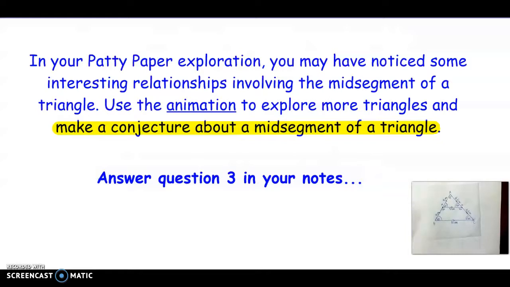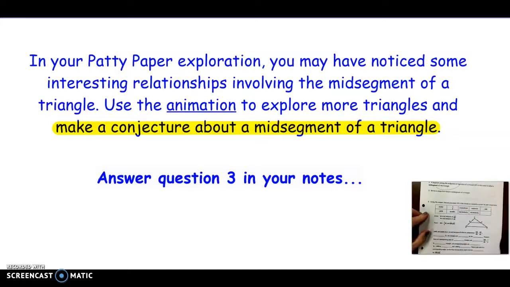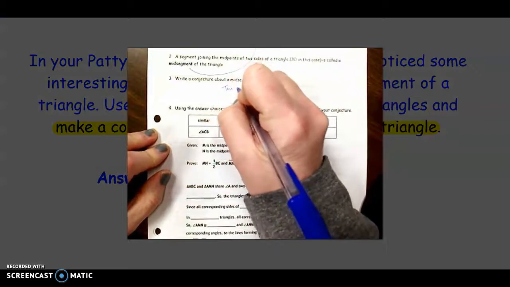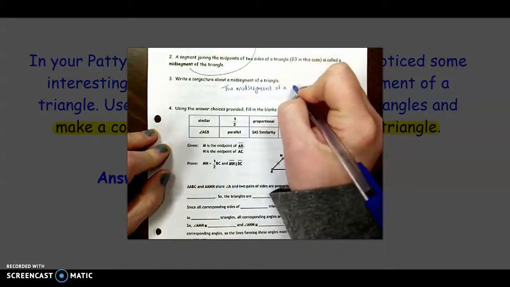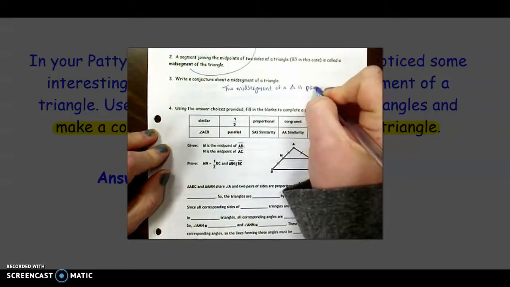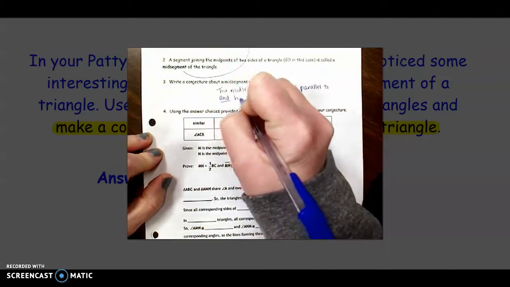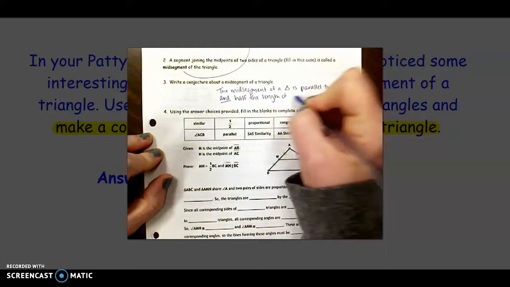So on question 3 in your notes, we're going to write a conjecture. And remember, a conjecture is just a conclusion based on your observations. And so we just listed 2 observations. And so my conjecture is going to say those 2 things, that the midsegment of a triangle is parallel to and half the length of the third side.